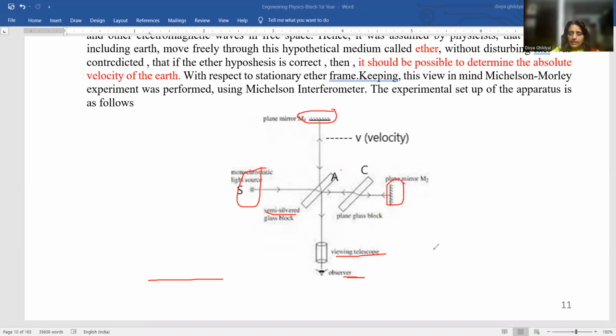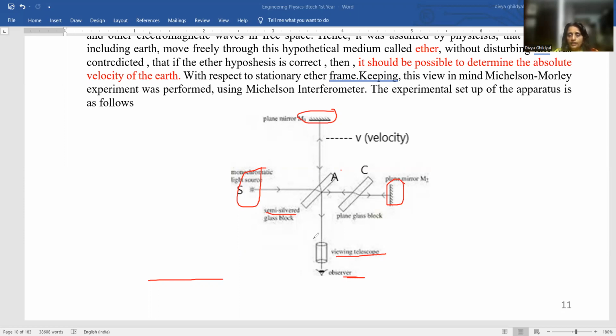Actually, we will be observing a fringe pattern here, and we will take out the fringe width. When this experiment is performed in different seasons of the year and at different places, we will try to find out whether there is any difference in fringe width. So this is the target of my experiment. I am here to take out fringes and fringe width.